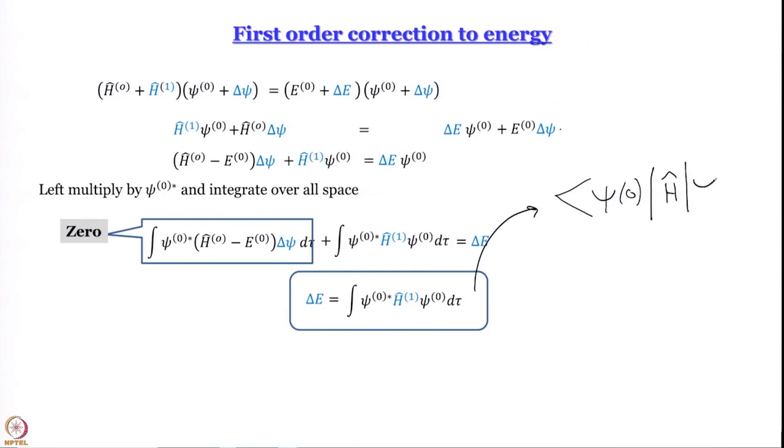H hat psi zeroth integrated over all space, this is your delta E. I think we are now familiar with this expression, there should be no problem. So, we have got an expression for the first order correction to energy.